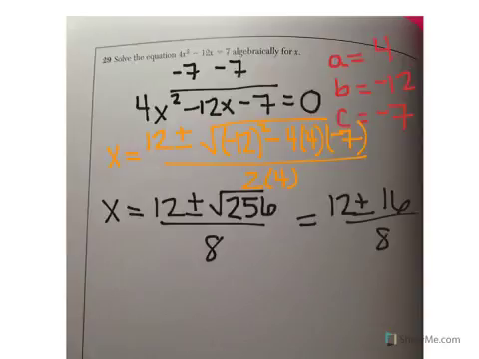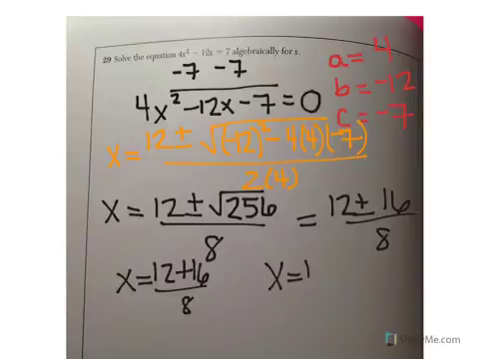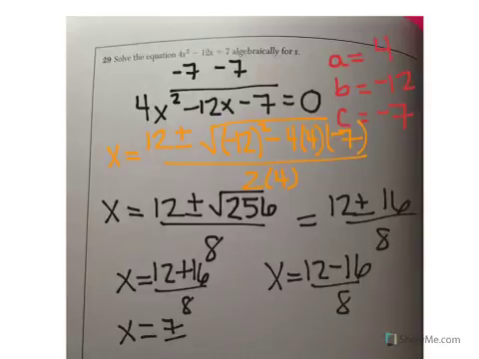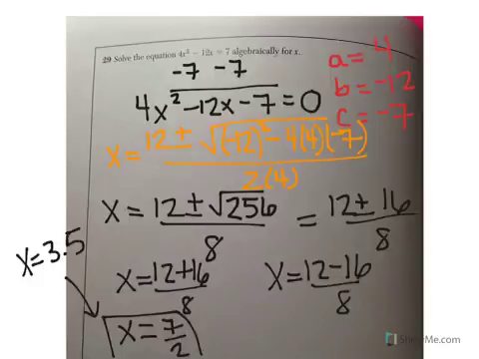So now we're going to have two answers. One will be the 12 plus 16 over 8, and our other answer will be 12 minus 16 over 8. So 12 plus 16 is 28, and 28 divided by 8 will give us a fraction. You can keep it as 7 over 2, or you can change it to a decimal, 3.5. So if you want, you could say x equals 3.5.